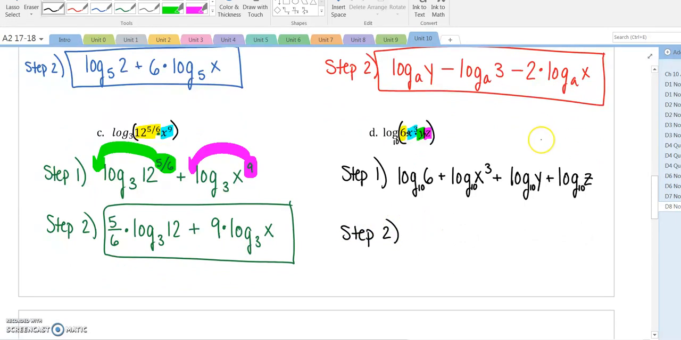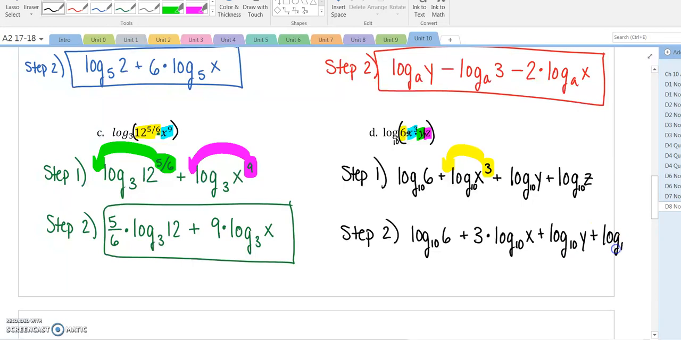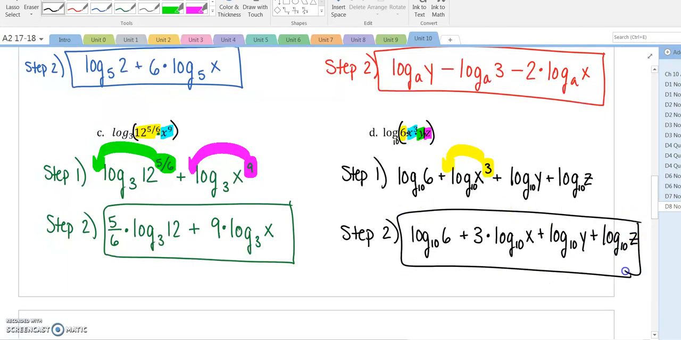Okay, and then step 2 is to find any exponents. I only see one exponent, so that's the one I'm going to bring down. Everything else will stay the same. So log base 10 of 6 plus 3 times log base 10 of x plus log base 10 of y plus log base 10 of z. And there's my answer.